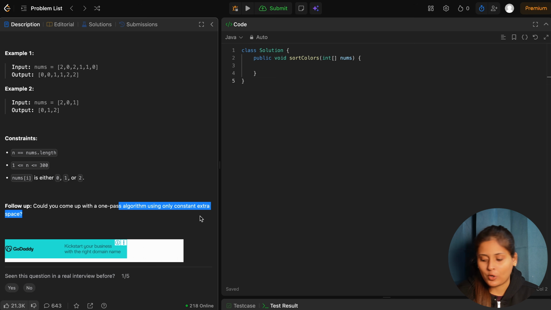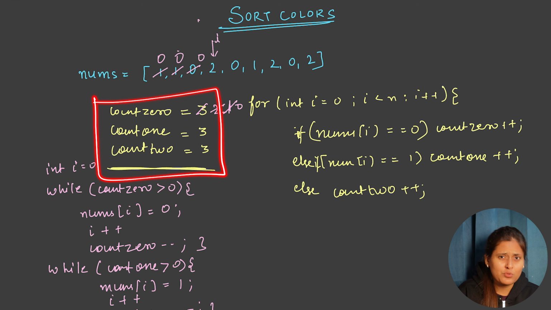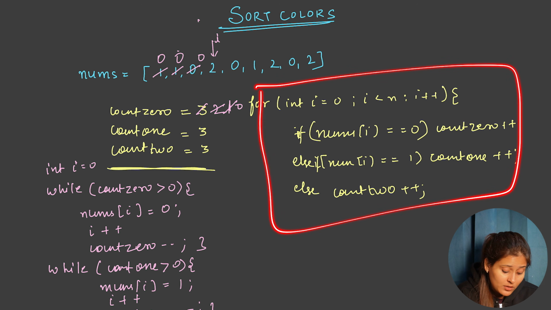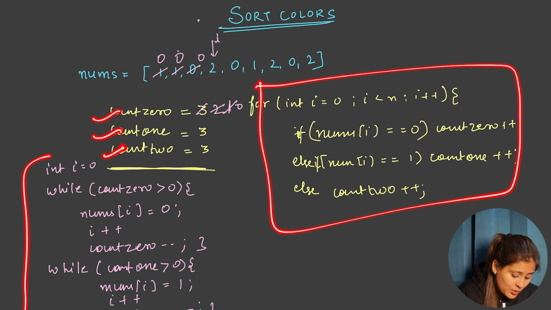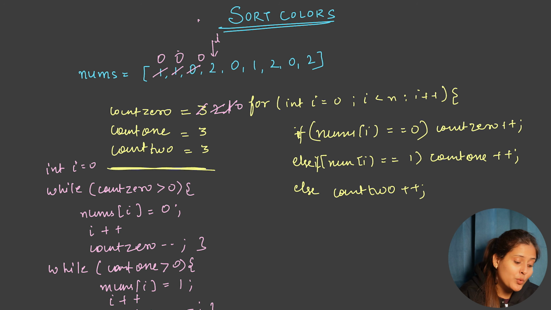Okay, and 1 pass algorithm. So in this logic where we have taken 3 different variables to store the count of 0, 1, 2, the time complexity is O of n. But if you see this more closely, 1 pass you have taken to calculate the counts of all variables, and then 1 pass again you have taken to overwrite. So you have taken 2 passes here, and the question says can you do it with 1 pass here? Let's see.